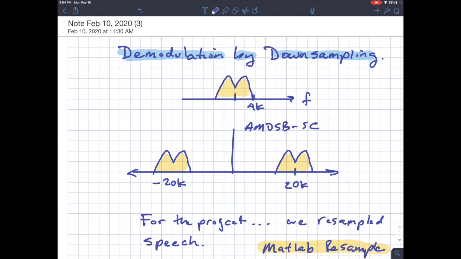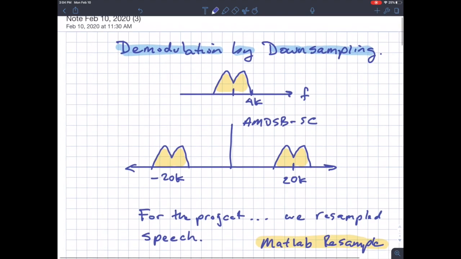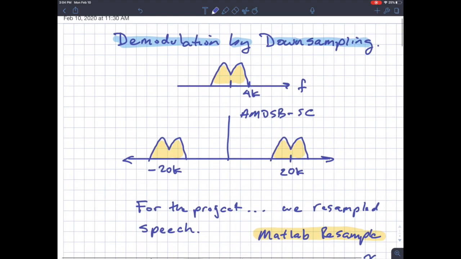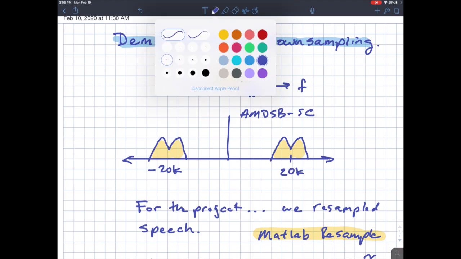You need to make a change to your original simulation, most likely in terms of the sampling rate, but then you just add a few lines of code and you can show that you can demodulate AM/DSB suppressed carrier by simply downsampling. Okay? Alright, so remember we started with an analog signal, and here's the picture of that.